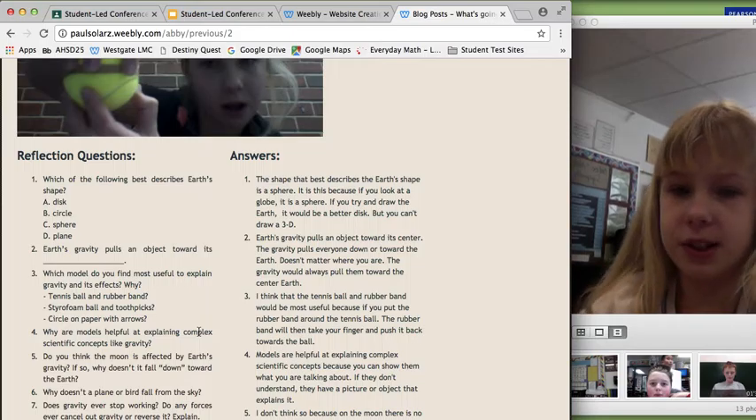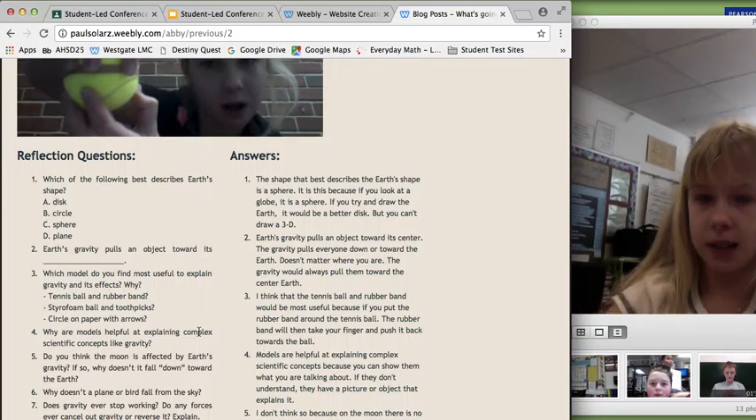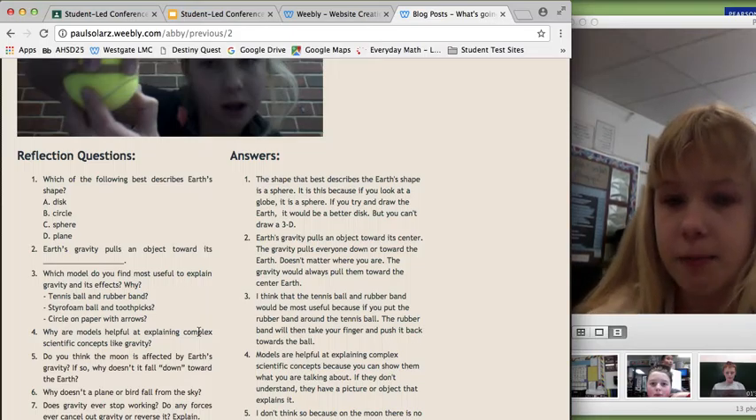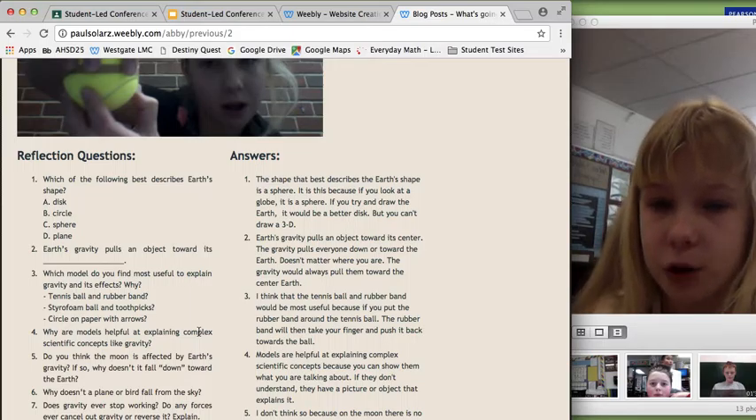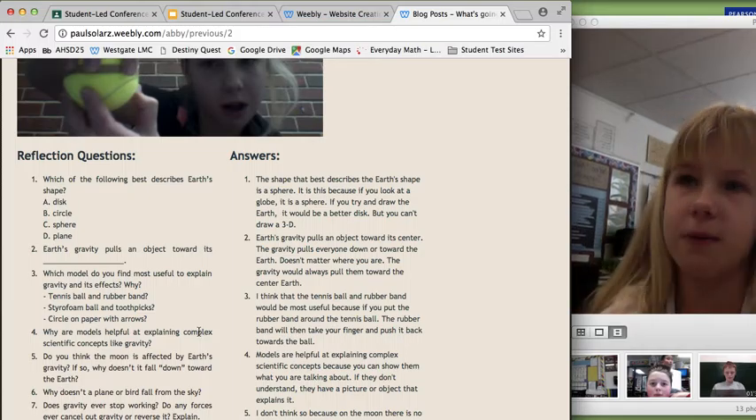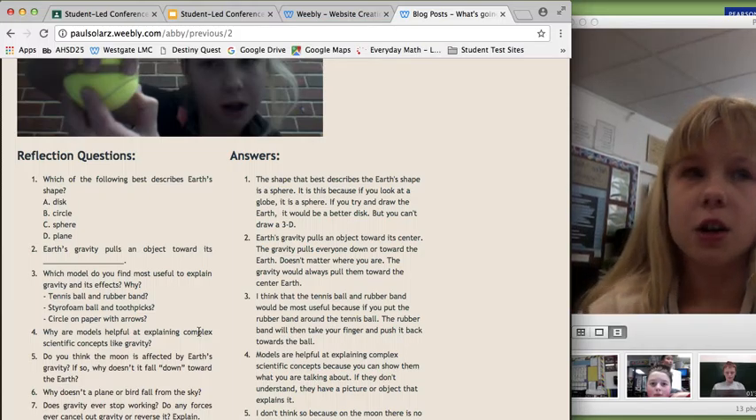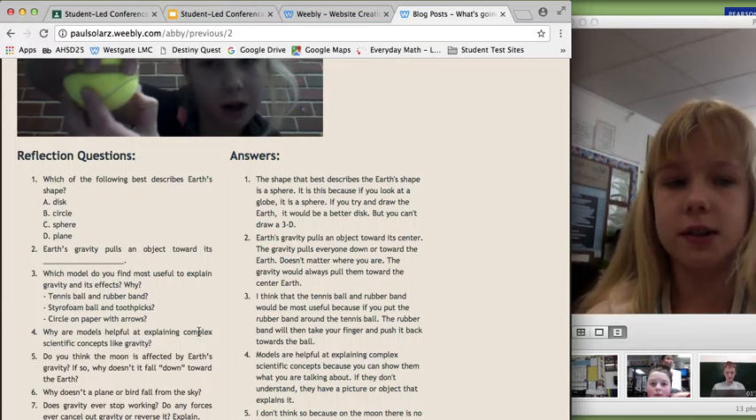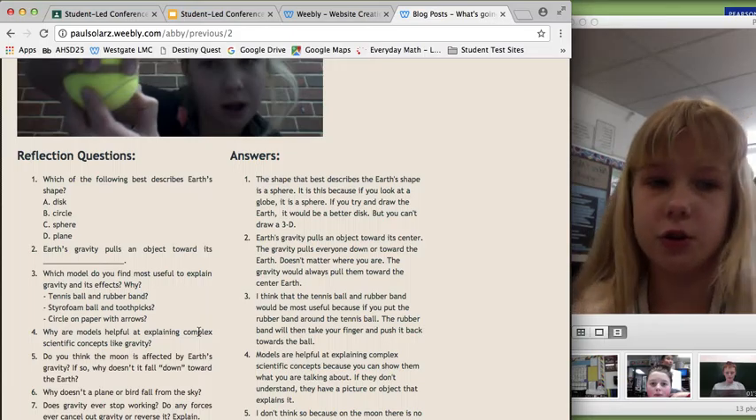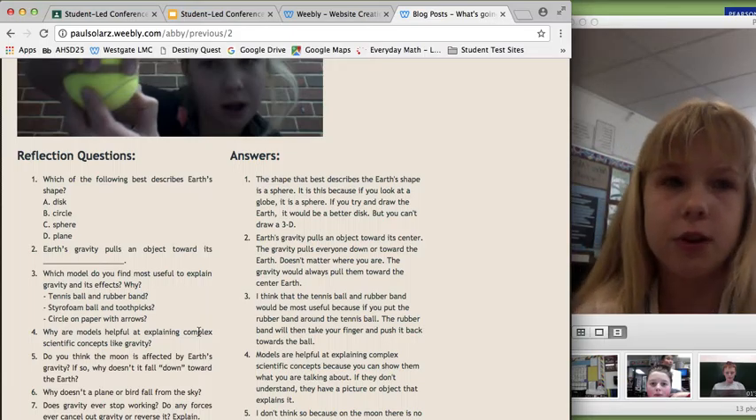Why are models helpful to explain complex scientific concepts like gravity? And number 5, do you think the moon is affected by Earth's gravity? If so, why doesn't it fall down toward the Earth? So that was a little hard for me, because Earth uses gravity to pull it towards it, but the moon doesn't have any gravity.